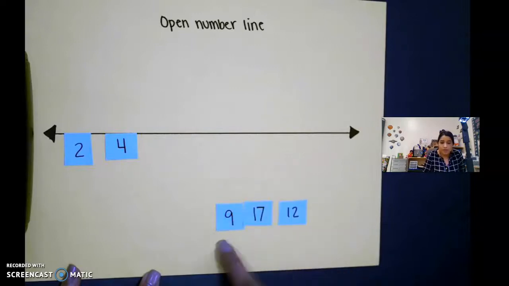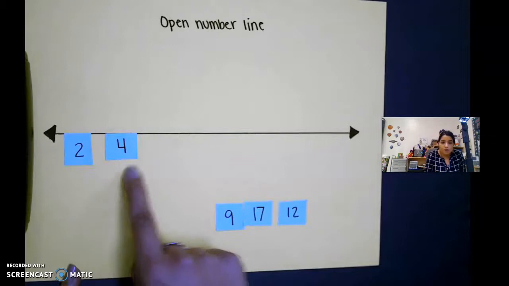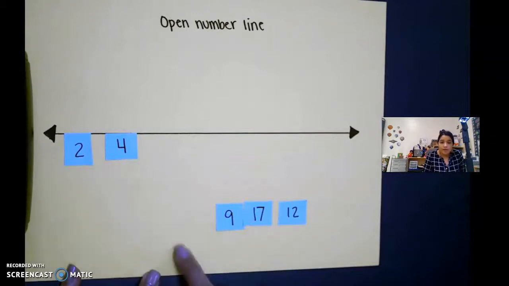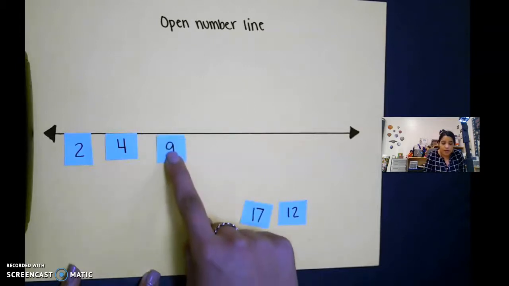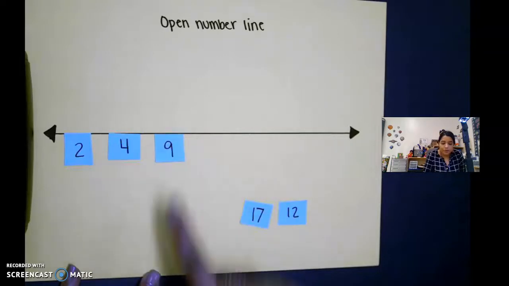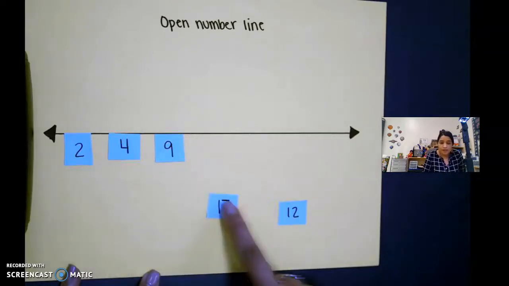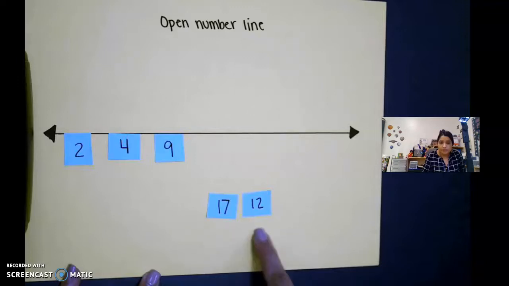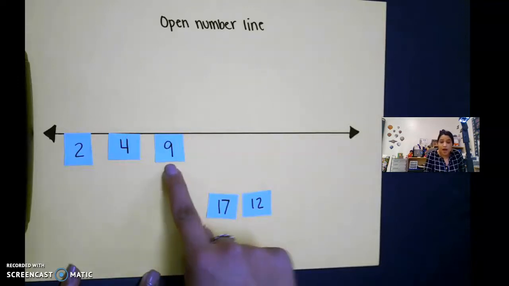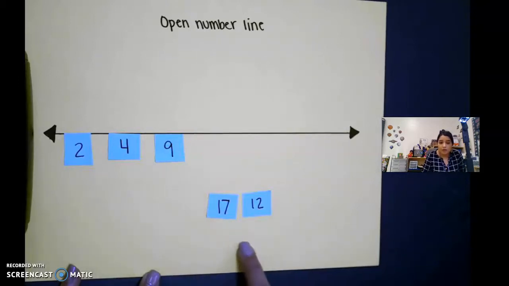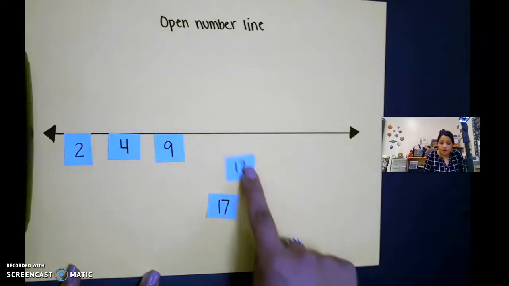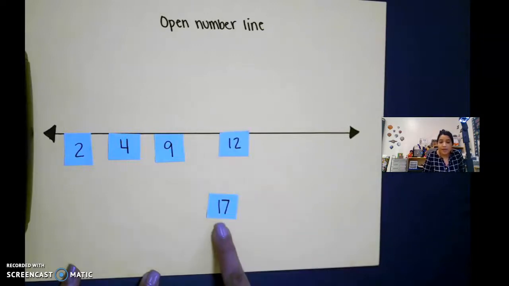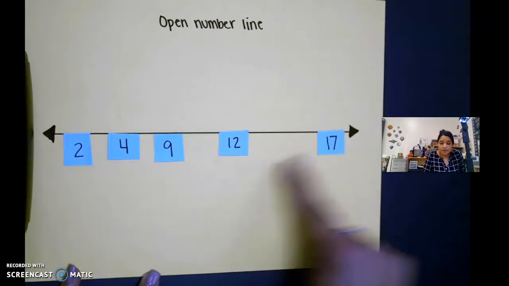So let's see which of these numbers comes first when we're counting. 4, 5, 6, 7, 8, 9. We have a 9. So 9 comes next. So then we have 17 and 12. So which one do you think comes after 9? Which one's the closest one to 9? We can count. So we can count from 9, 10, 11, 12. We have a 12. 12. And then 17 is our biggest number.